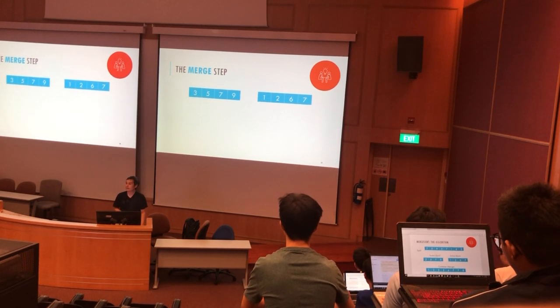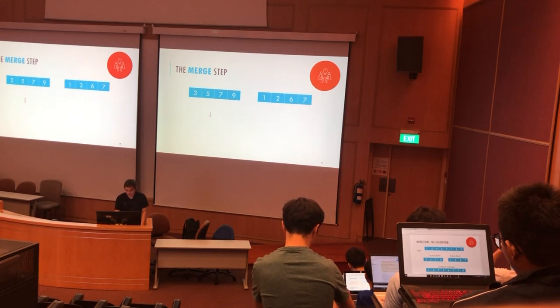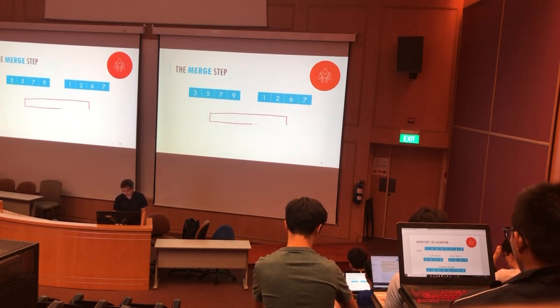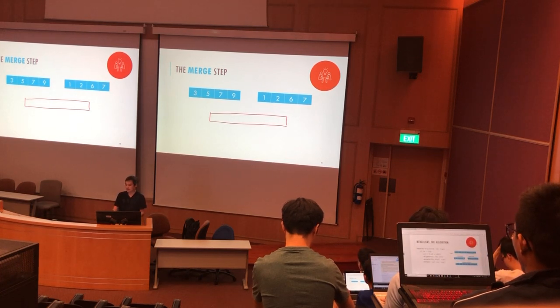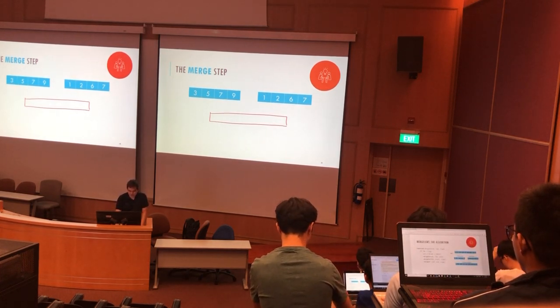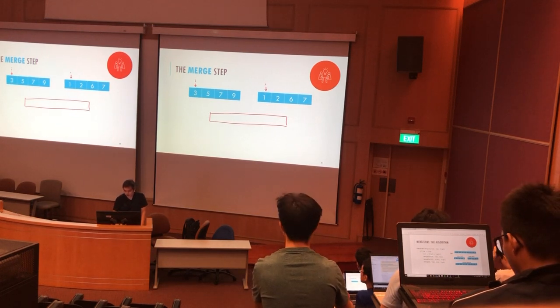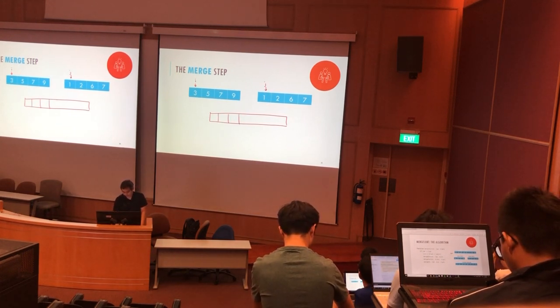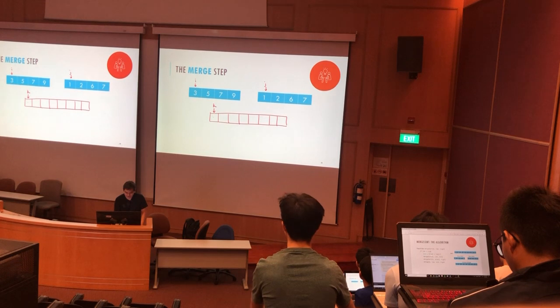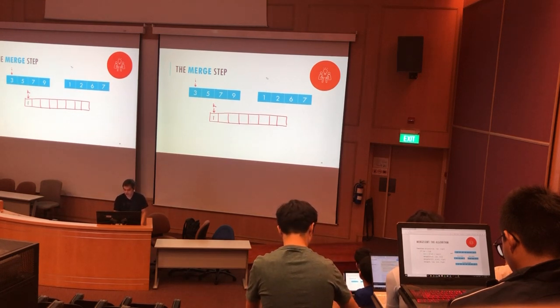How can I merge these two together? One very simple way is to put it into some array. I'm going to call this I, I'm going to call this J, and we'll call this K. What I'm going to do is very simple. I'm just going to compare what's at J and what's at I. Which do I take, the smaller one or the bigger one? The smaller one, of course. And so then I'm going to increment J, and I'm going to increment K.